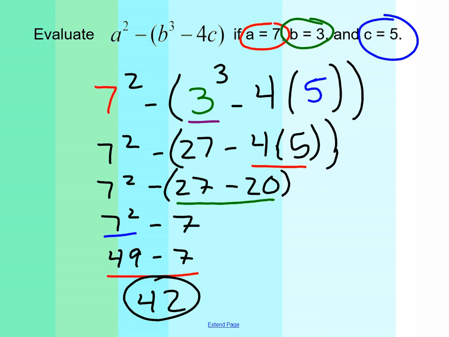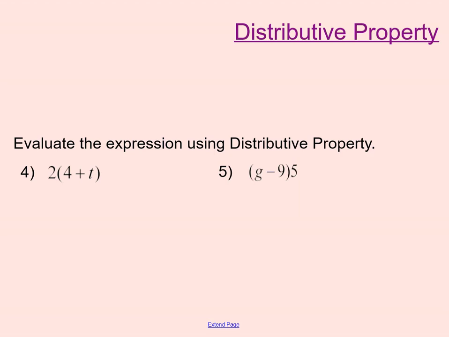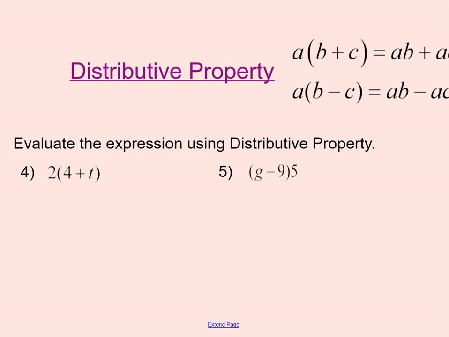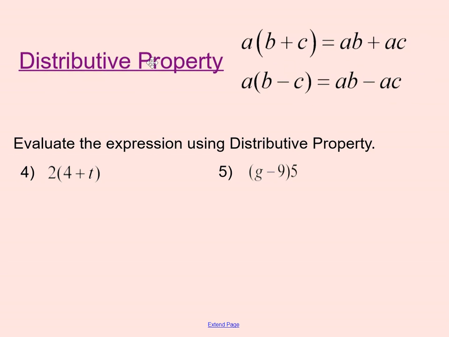Next up, we have to look at the distributive property, which tells us if we have A and then parentheses B plus C, we can actually distribute that out, which looks a little something like this. Same thing if we have a subtraction there, we just distribute it out. So let's evaluate each expression using the distributive property.